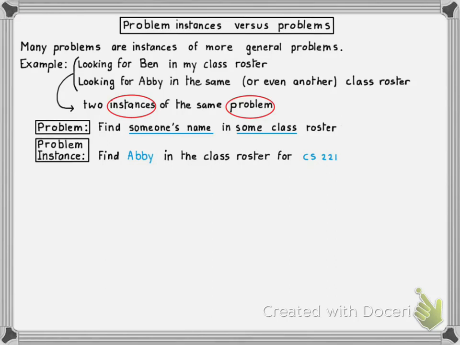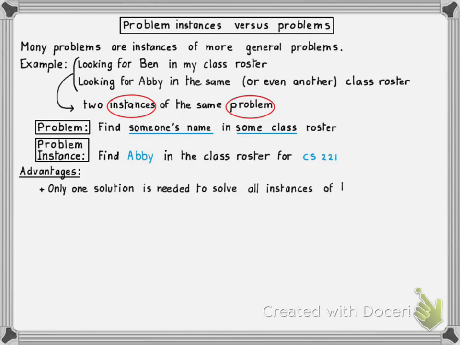Now, there are advantages to recognizing that two problems are similar, or that two problems are actually instances of a more general problem. So the first advantage I want to mention is that once you have found a solution to a problem, if the problem covers many instances, then you only have to write one solution to solve all of the instances. That's a pretty major time-saving solution.